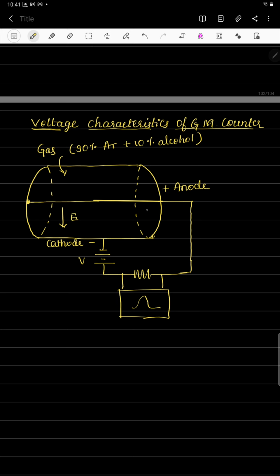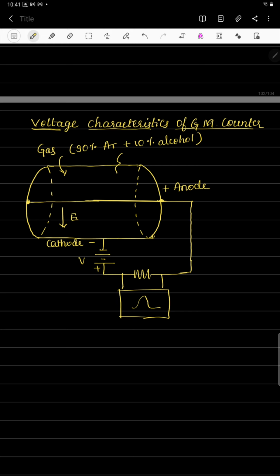We know that there is a metallic cylinder, which is connected to the negative terminal of the battery, so it acts as the cathode. At the middle of this metallic cylinder there is a tungsten wire, which is connected to the positive terminal of the battery. So this middle tungsten wire acts as the anode.